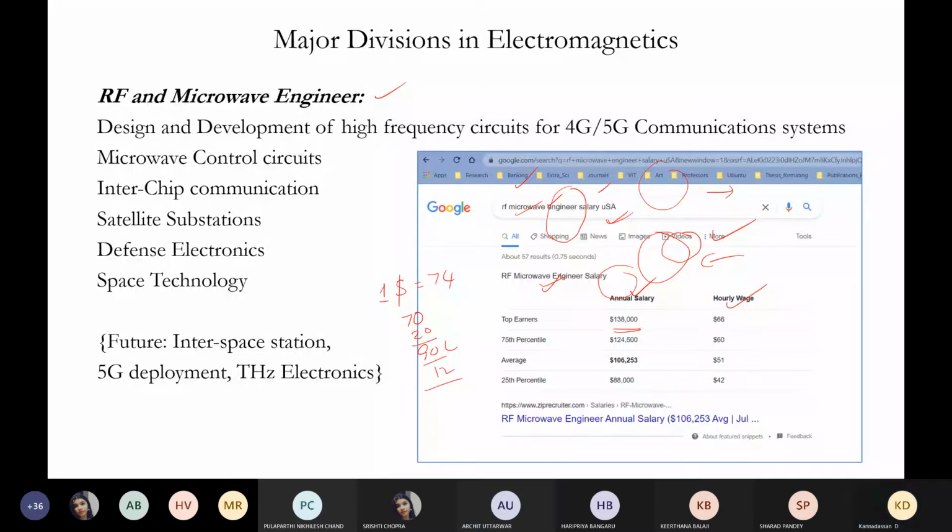So you can easily become crorepati in a year. But of course, to reach this level, it takes minimum 5 years. And this average also is really good number. And we could say that in the first 1 or 2 years itself, you can reach a good amount of salary. For this, what are the things you have to do? We will discuss maybe in the next 2-3 slides.